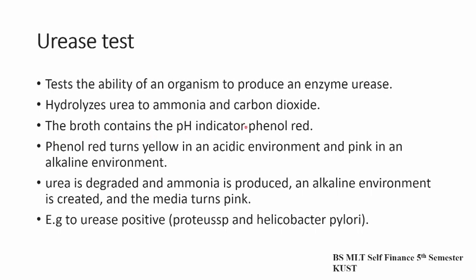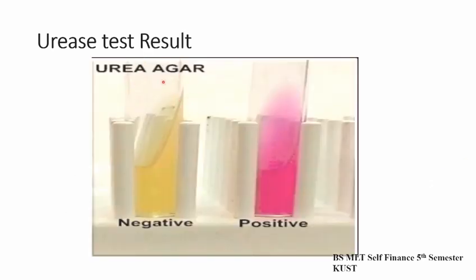The broth contains the pH indicator phenol red. Phenol red turns yellow in an acidic environment and pink in an alkaline environment. Urea is degraded and ammonia is produced. In the alkaline environment, the media turns pink. For example, urease positive are Proteus species and Helicobacter pylori, H. pylori. Urease negative shows the yellow color. If a pink color appears, it is positive.